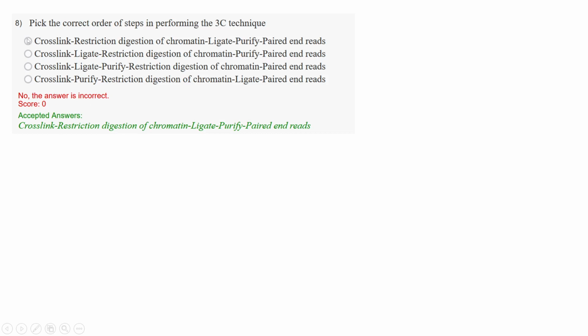In this case, this option is correct. First, you need to cross-link the two histones. Then you need to digest the chromatin. Then you have to ligate the two histones. Then you have to purify the DNA, which is wrapped by that histone, and then you do paired-end reads. You read the pair which is ligated, to see what the DNA regions are which correspond to that. So it is the 3C technique.